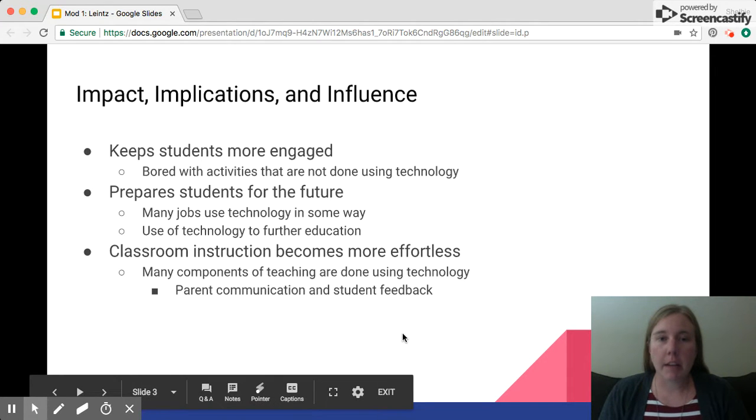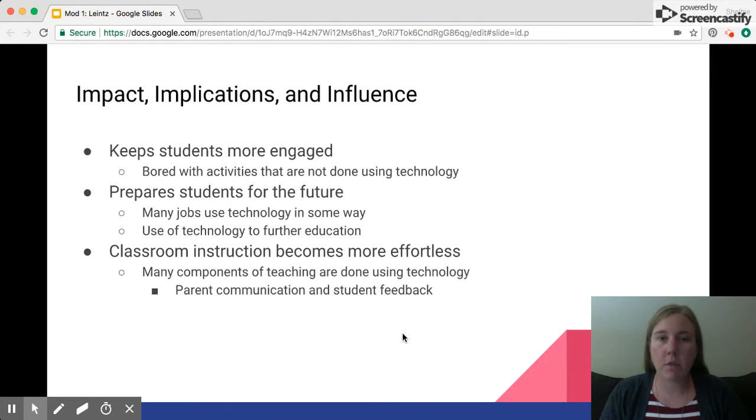Technology has a big impact on learning. Sometimes I think students can rely on technology a little too much. Because of that, students are very engaged when technology is embedded in the lesson, but they can sometimes get bored when they are asked to complete tasks without technology.